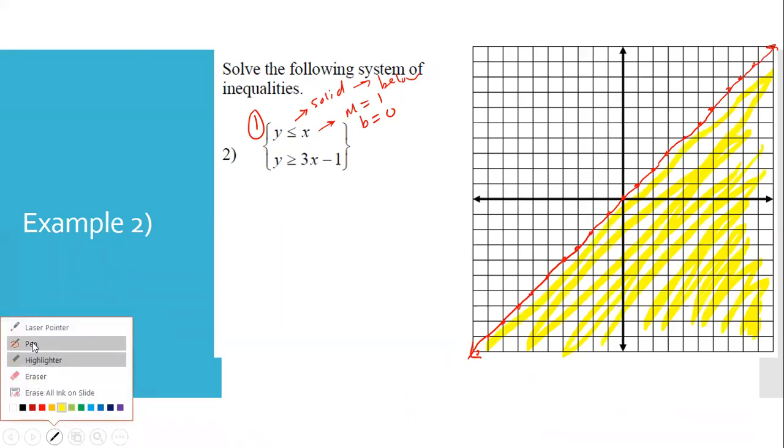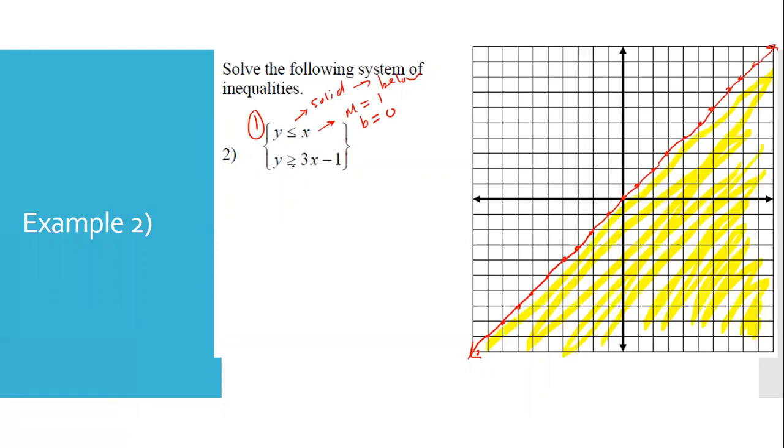So I did the first one. Now I'm going to do the second one. The second one is a greater than or equal to, so I know it's solid, and I am shaded above. From the 3x minus 1, I know that my slope equals 3 and my b equals -1. B is where I begin, so I go to -1.